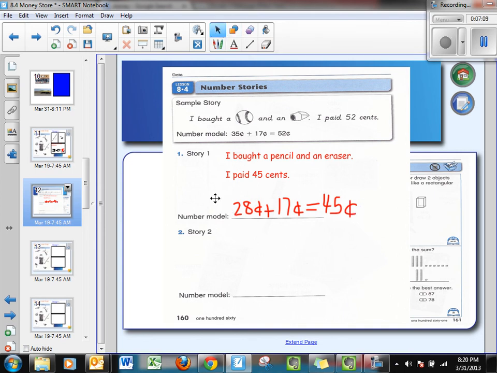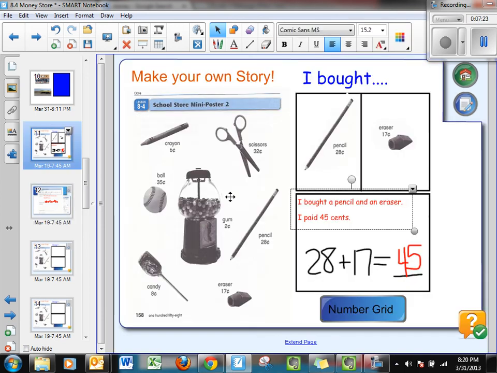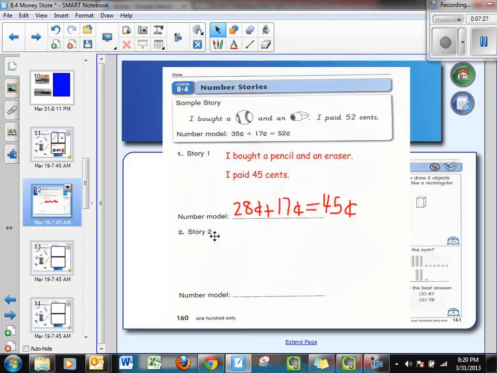You're going to have a practice book page. You can see here I have 2 stories that I need to write. I bought a blank and a blank, and then I paid blank. So you're going to have to figure out how much did you pay for those 2 items. And you're going to use this picture of the school store that is in your math practice book. So again, 2 problems showing how you can use money to buy items.